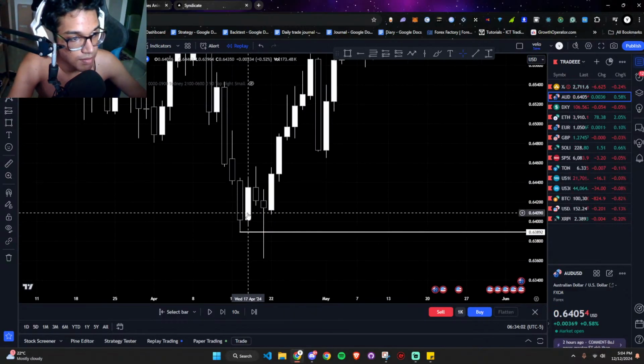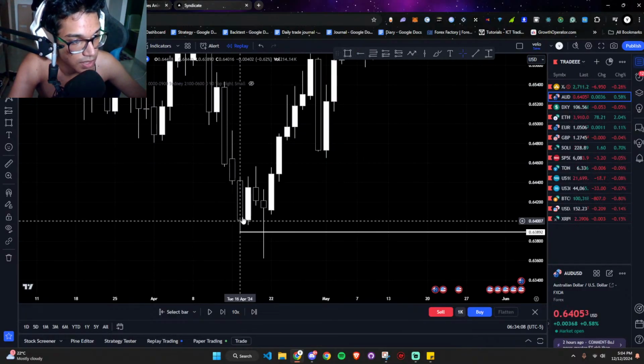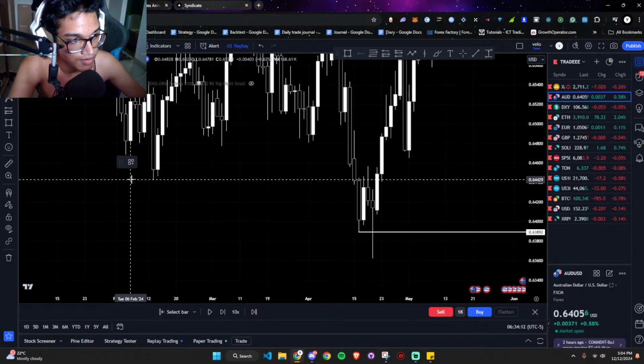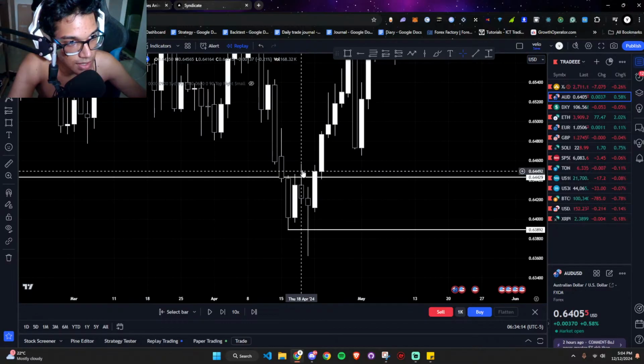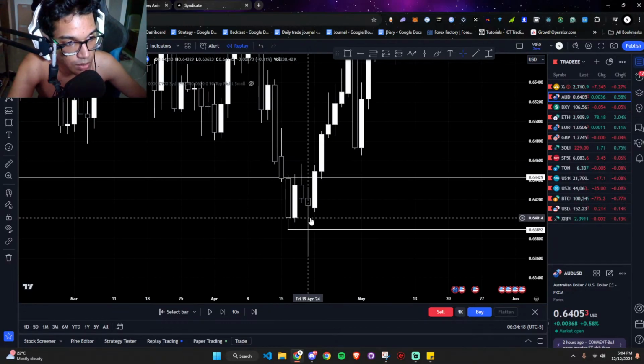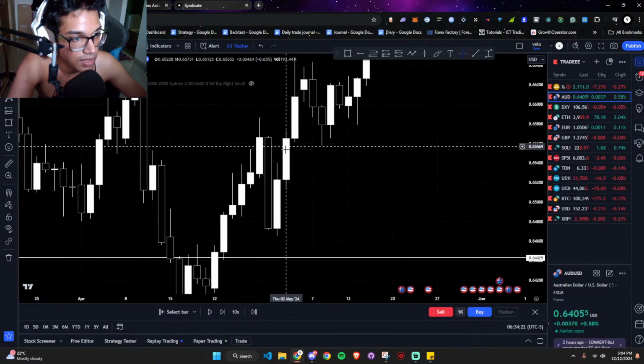So again, because we have this sweep of liquidity, we take that liquidity out, and then we impulse away. So we have this liquidity, it sweeps this liquidity, takes the previous candle's low liquidity out, and then we're impulsing away.